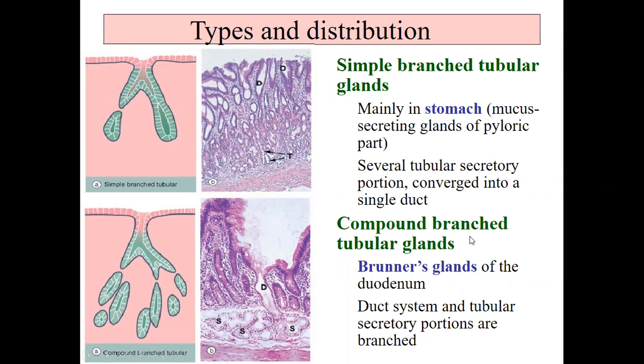And the compound branched tubular gland. Compound here means that the tubular part also branches, and the secretory part also branches, and it is tubular in shape at the secretory portion here. An example here is Brunner's gland of the duodenum. The ductal system and the tubular secretory portion are both branched.